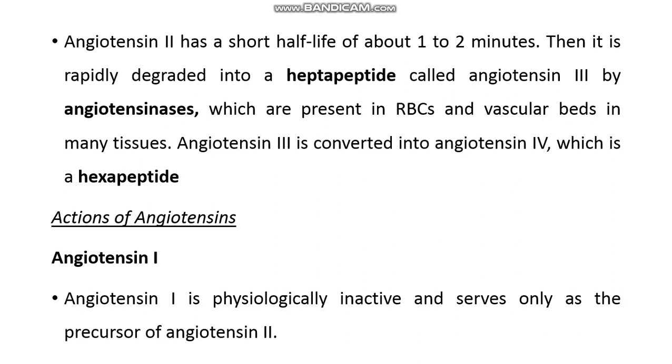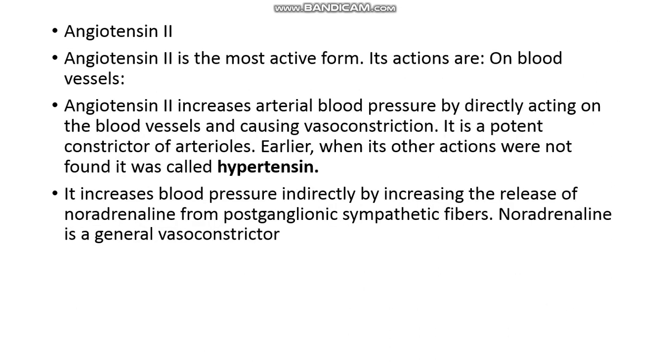Then how does each of these angiotensins act on our body? What is the function of angiotensin 1? It is physiologically inactive and serves only as a precursor of angiotensin 2. So angiotensin 1 has only a single function, that is it acts as a precursor of angiotensin 2. Then what is angiotensin 2? Angiotensin 2 is the most active form. Just opposite to angiotensin 1, it is the most active form, and its actions are on blood vessels.